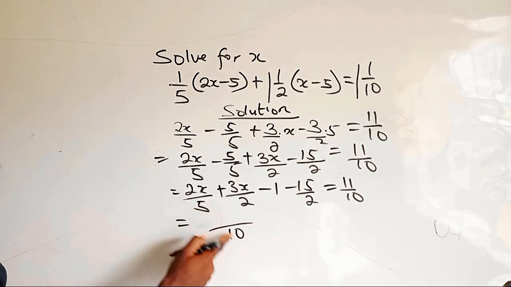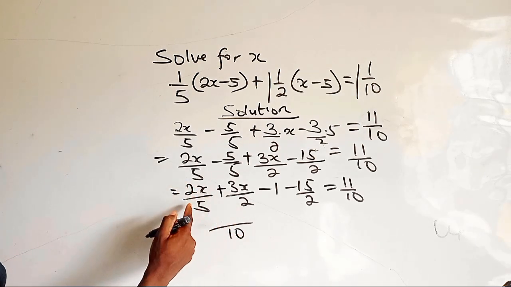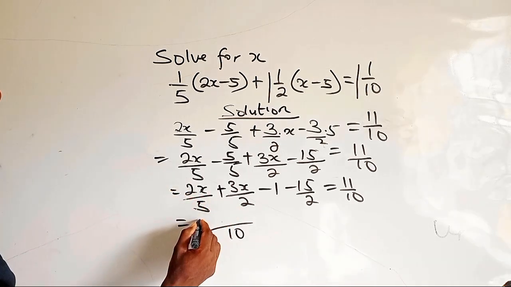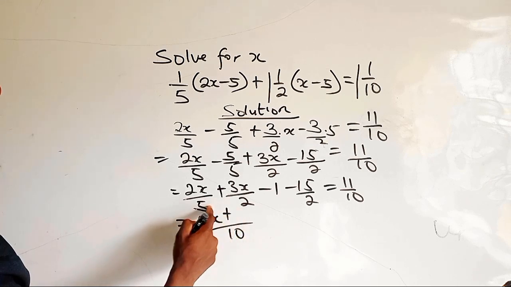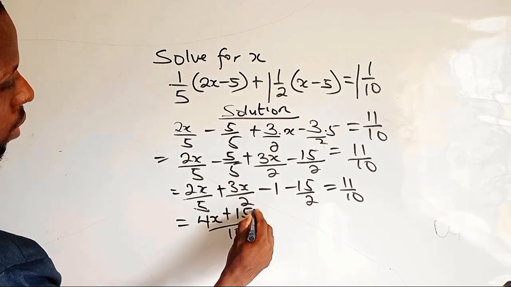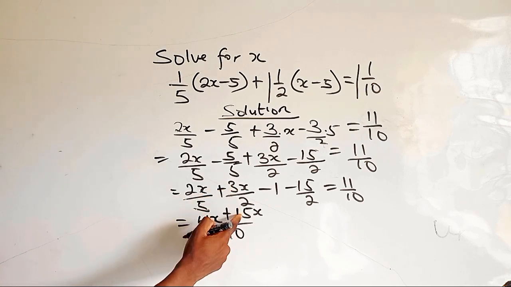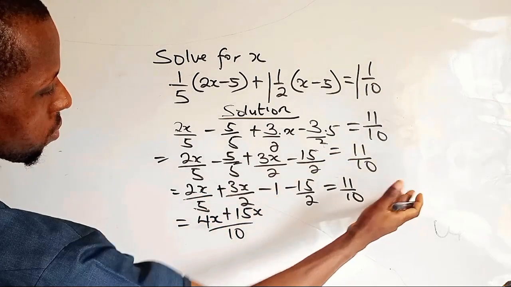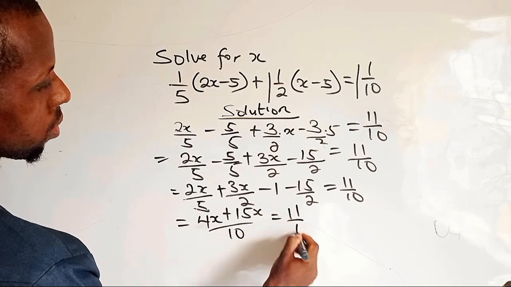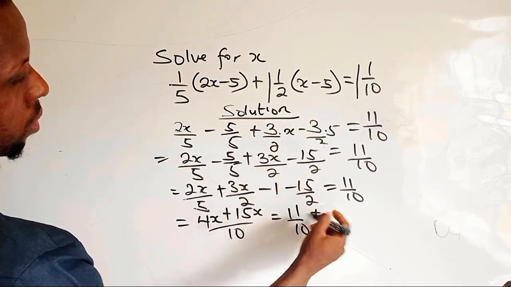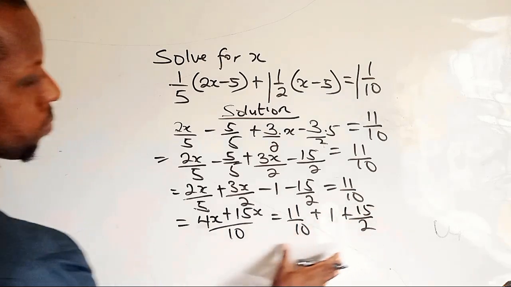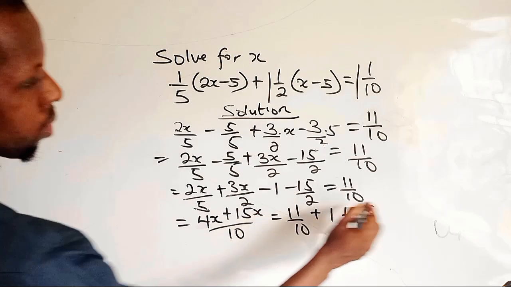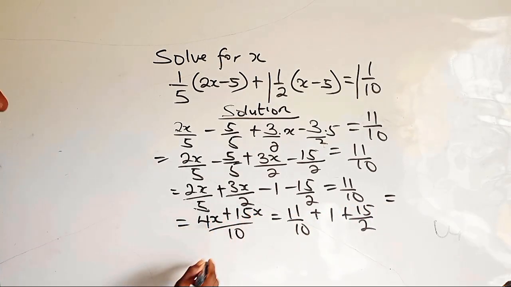So when we do this, we cross multiply. Because 5 in 10 is 2, we times it with this. We have 2 times 2x is 4x, plus when we divide this with this, we have 5. We times this with this, we have 15x, which is 5 times 3 to be 15. So all this we can transfer to the other side. So we have 11 over 10. By the time this one gets here, it turns to plus 1. By the time this one gets to this place, it turns to plus 15 over 2. So from here now, I can have this as 4x plus 15x is 19x divided by 10.